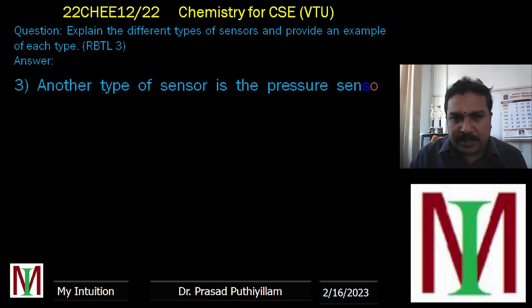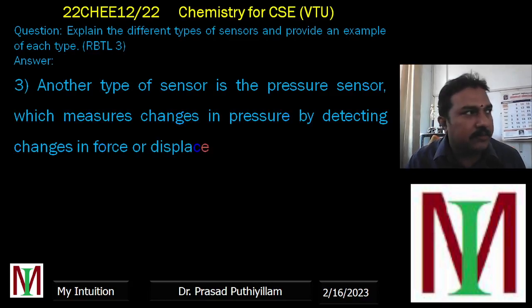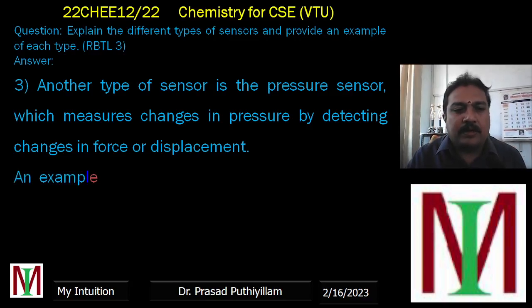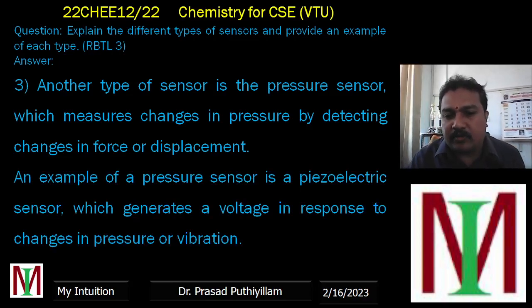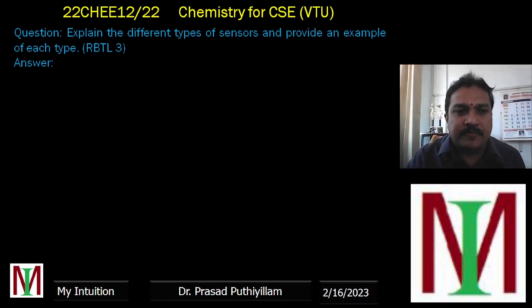Third point, another type of sensor is the pressure sensor, which measures changes in pressure by detecting changes in force or displacement. For example, a pressure sensor is a piezoelectric sensor. It generates a voltage in response to changes in pressure or vibration. If there is a change in pressure or any vibrations, any movement, that is displacement. Displacement is related to the pressure. If any displacement is there, that means a pressure change is there. So a piezoelectric sensor can be used as a pressure sensor.